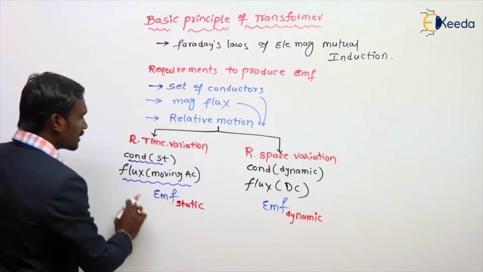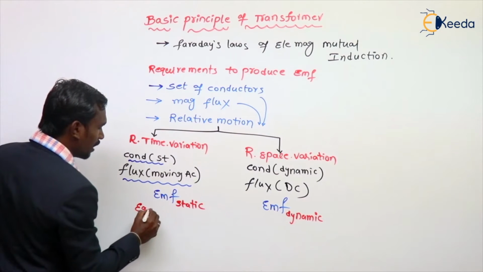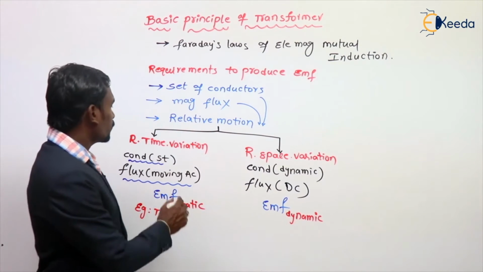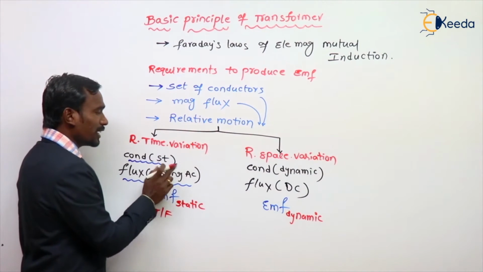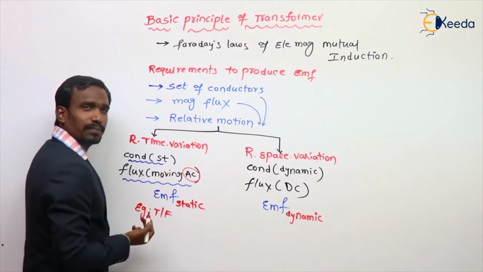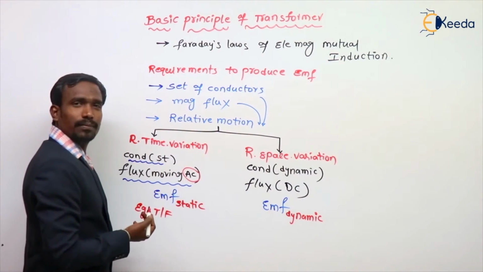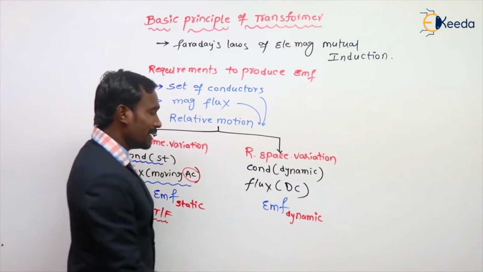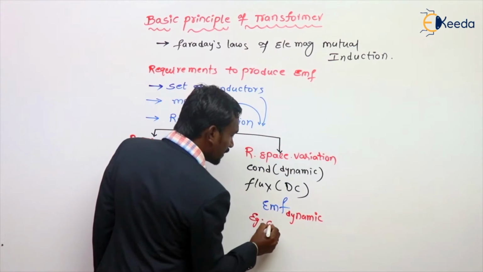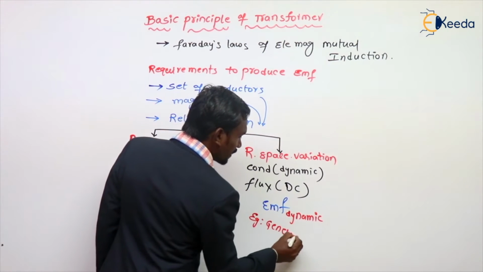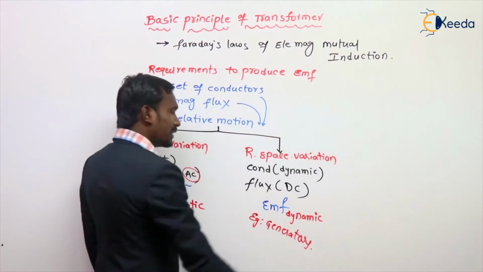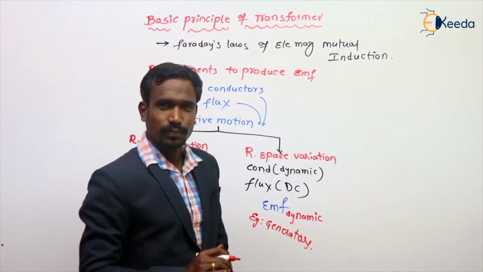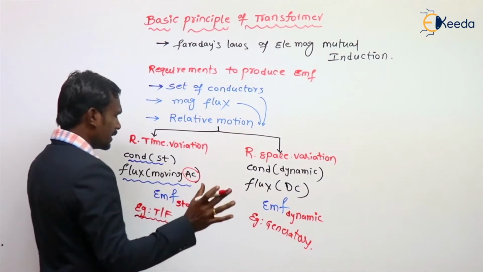And the best example for this phenomenon is our transformer. Because for the transformer, the conductors are stationary and we are giving the AC supply. Here the best example is the transformer. And here the best example is generators. Generators are the best examples for relative space variation. This is simply how the EMF is induced.